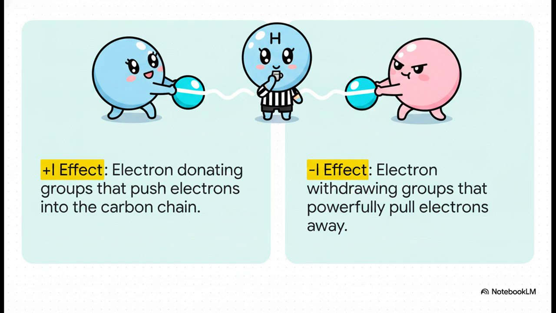On the flip side, groups with a minus I effect are highly electronegative, meaning they greedily pull electrons away from the chain. And standing right in the middle, acting as the perfectly neutral referee, is the hydrogen atom. We assign hydrogen an inductive effect of exactly 0. Understanding this push and pull is literally the secret to predicting how a molecule is going to react.